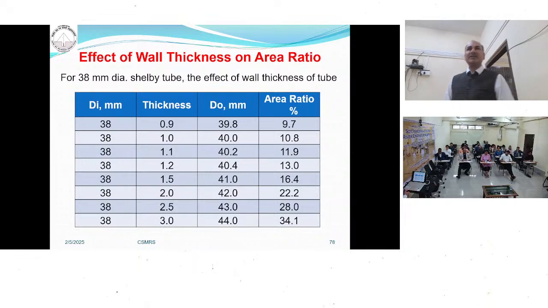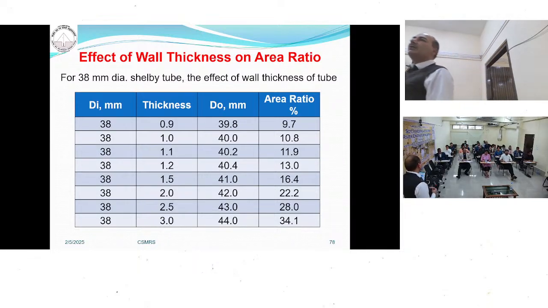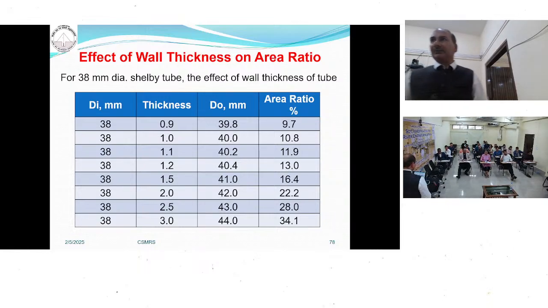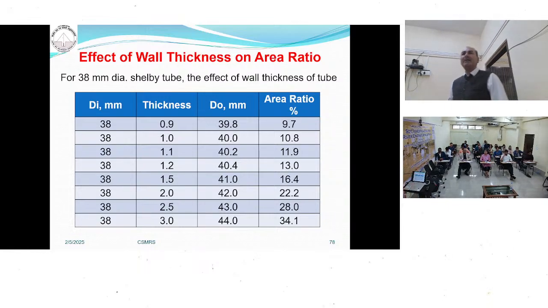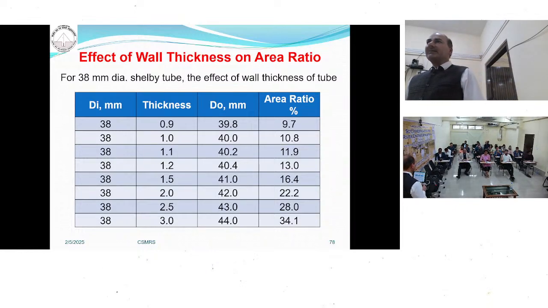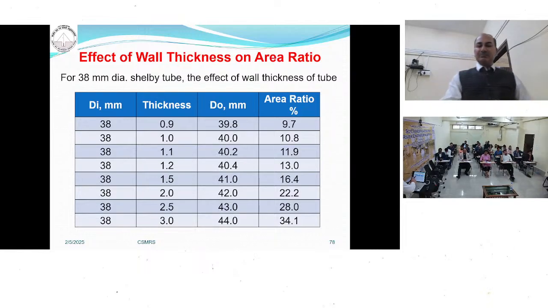So this is the table, you can see it here. Normally for the triaxial cell we require a sample of 38 diameter. For 38 mm samples, if you are taking a thin sampler, then the wall thickness should not be more than 1 mm. But in the field, we have never found a sampler which has a thickness of 1 mm.